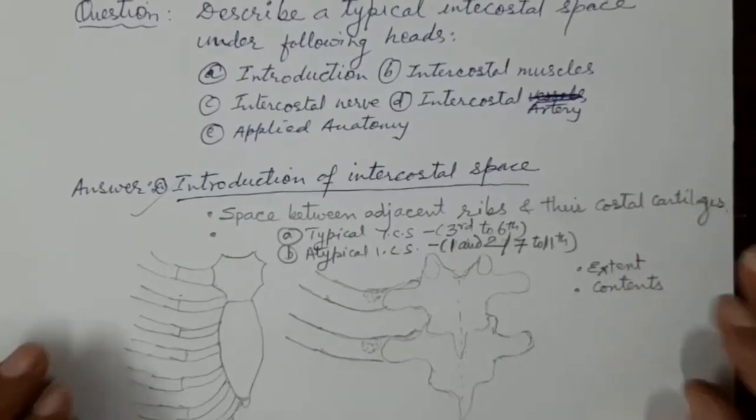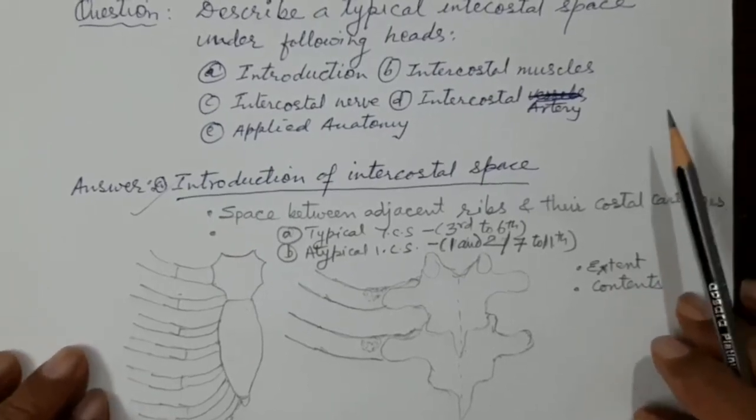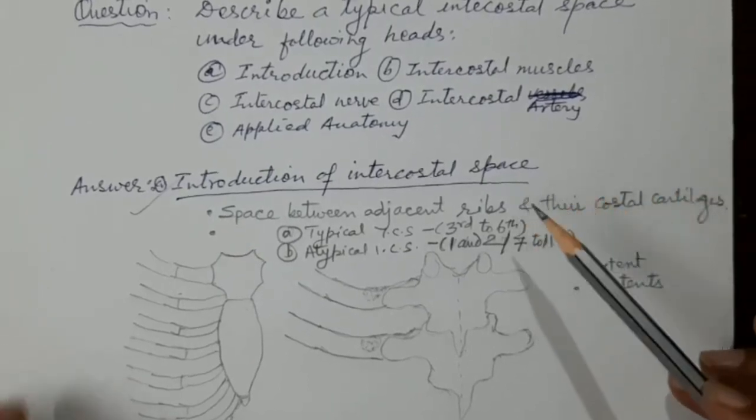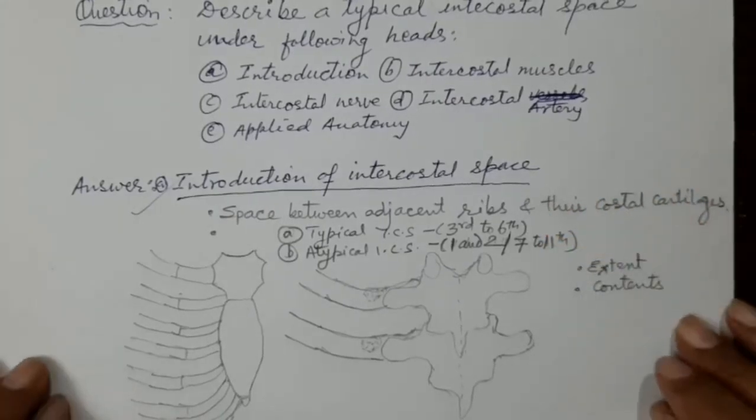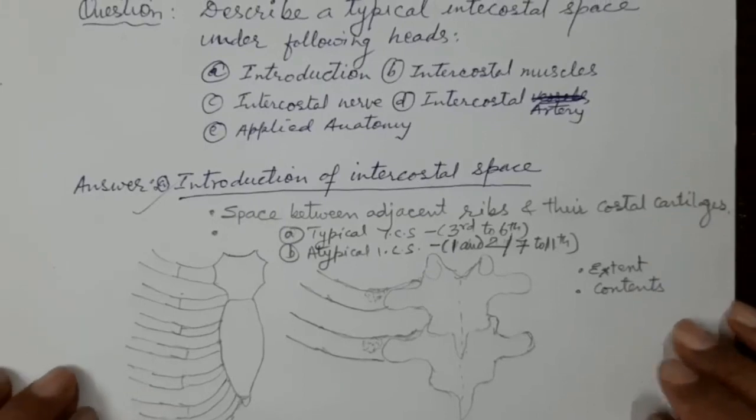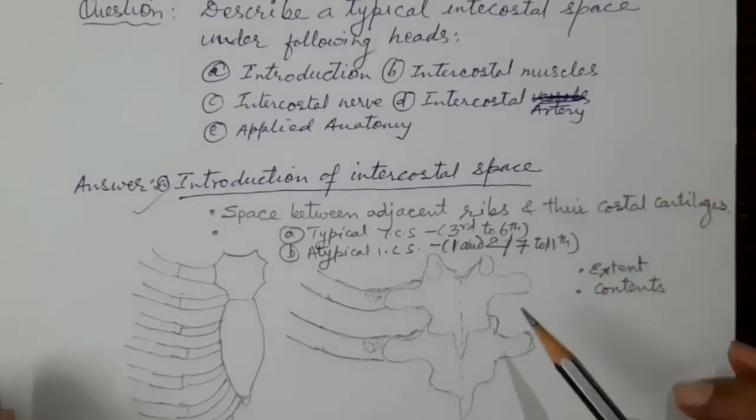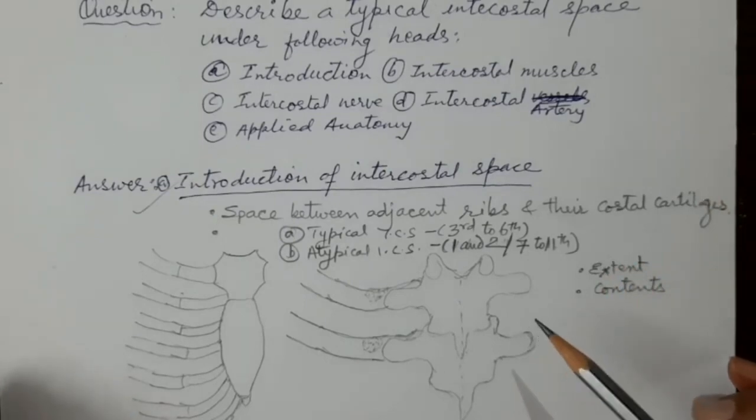Now, let us come to the introduction of the intercostal space. Okay, so we are now on the chest wall or thoracic wall, and we are learning about the introduction of the intercostal space. What is an intercostal space? The intercostal space is the space between adjacent ribs and their costal cartilages.